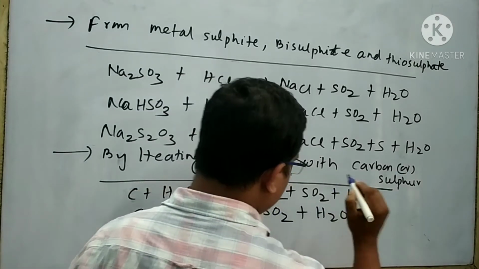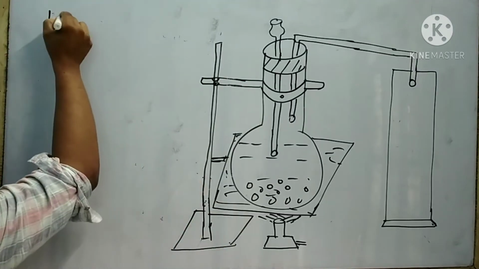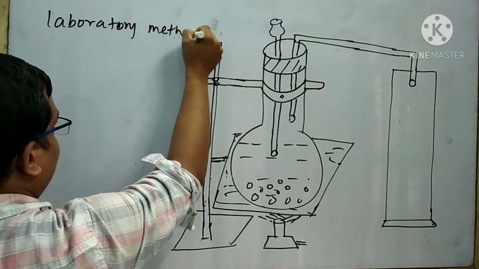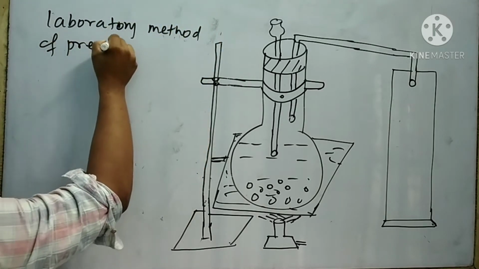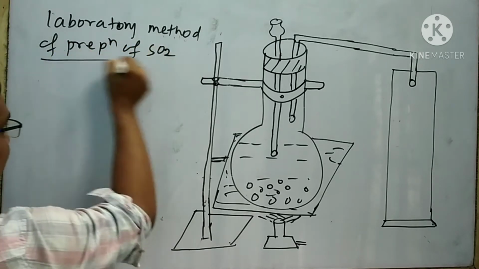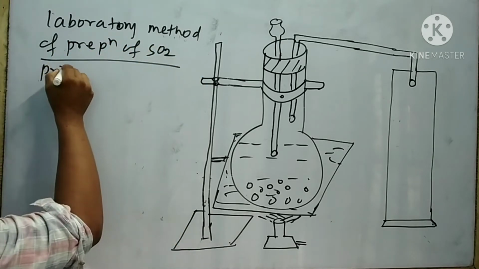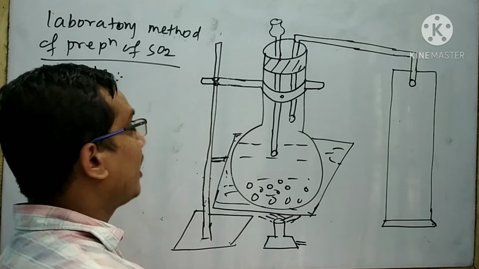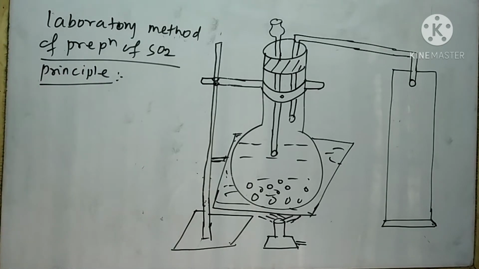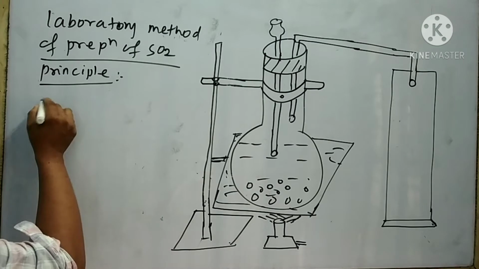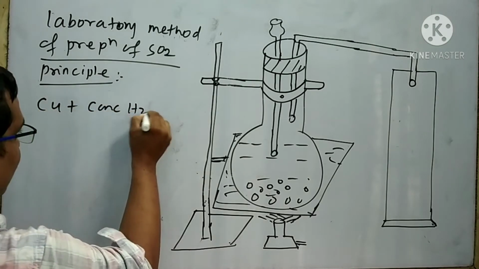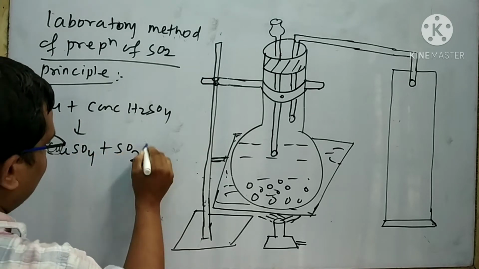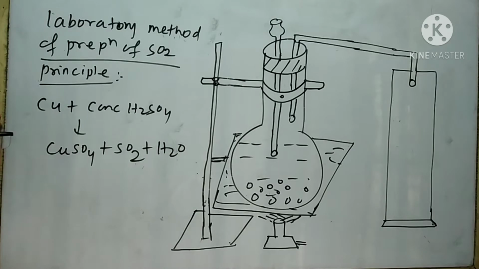dioxide and water. Next I will discuss the laboratory method of preparation of sulfur dioxide. At first I will discuss the principle of the laboratory method of preparation of sulfur dioxide. According to the principle, copper reacts with concentrated H2SO4 to form copper sulfate, sulfur dioxide and water.